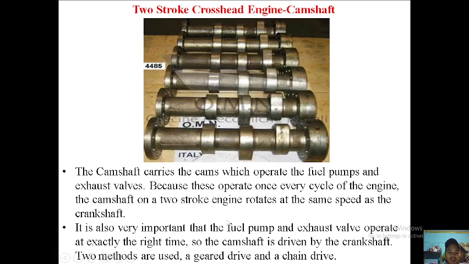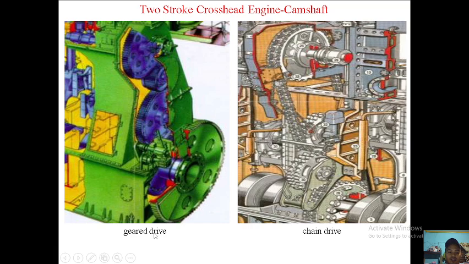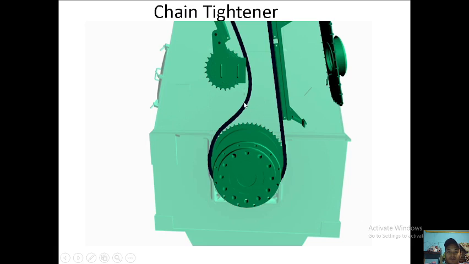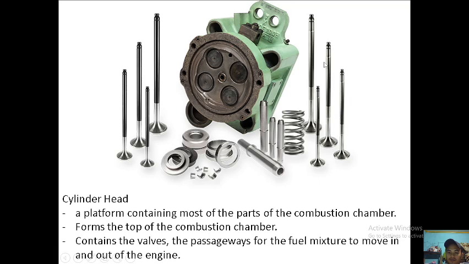Two methods are used to drive the camshaft via the crankshaft. These are the gear drive and the chain drive. Here we can see there is a chain tightener so that you can adjust the chain of the engine. Okay, here we have an explosion relief valve, and here we have a crankcase door.